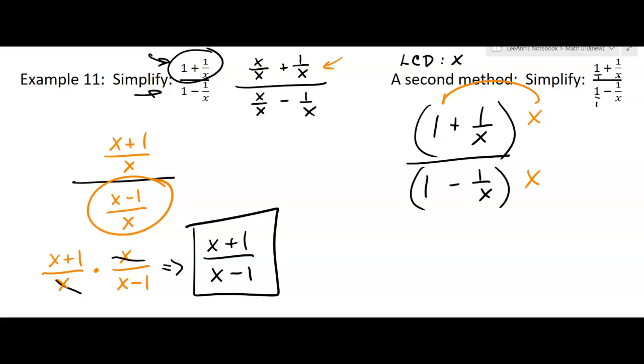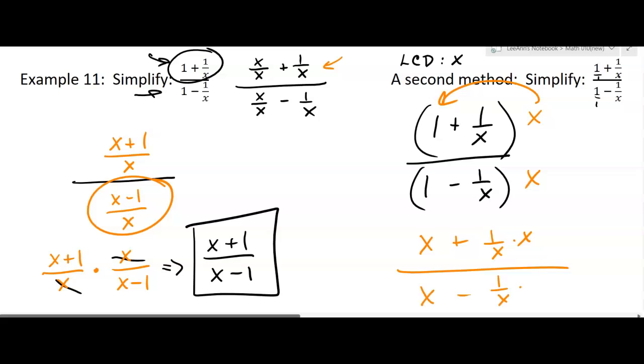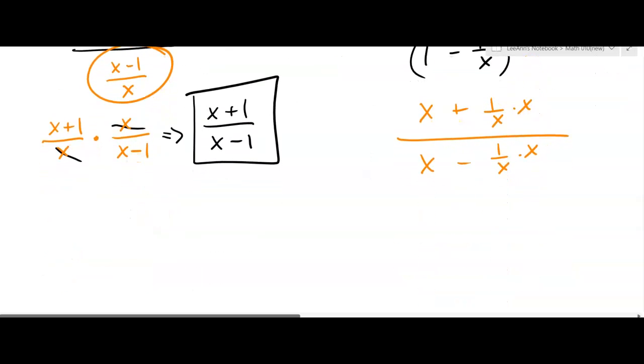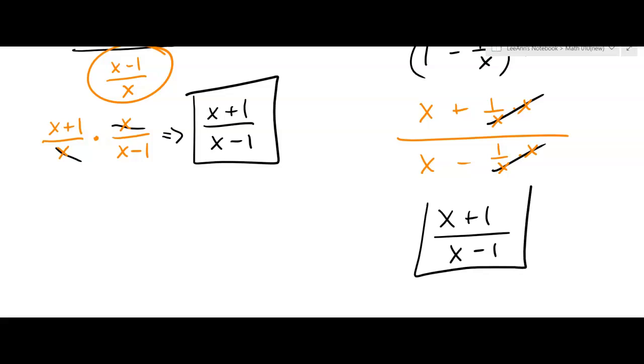Well, when you do that, you're going to distribute here. So you're going to have x plus, then you're going to have 1 over x times x. And then in the denominator, you're going to have x minus 1 over x times x. But then watch what happens. These x's cancel out, and those x's cancel out. So you get x plus 1 in the numerator and x minus 1 in the denominator.